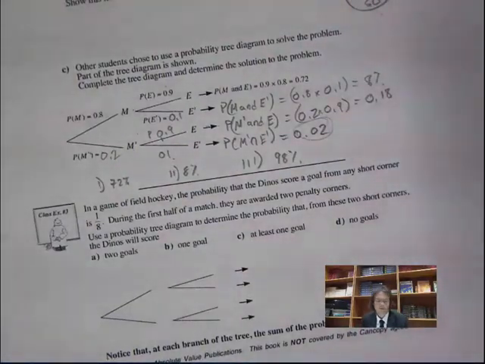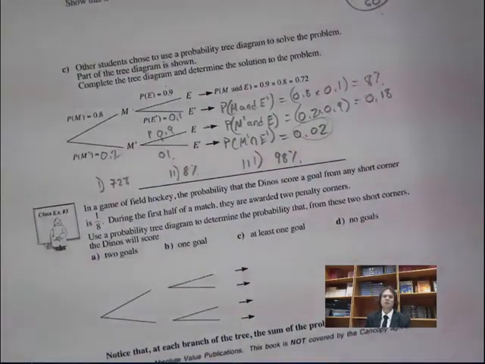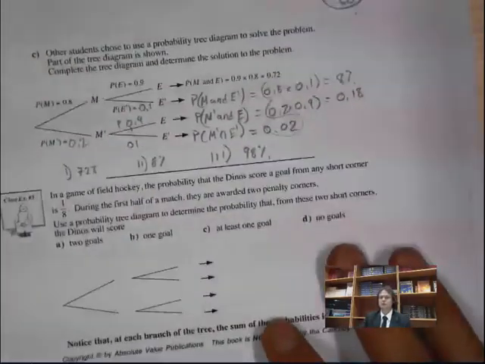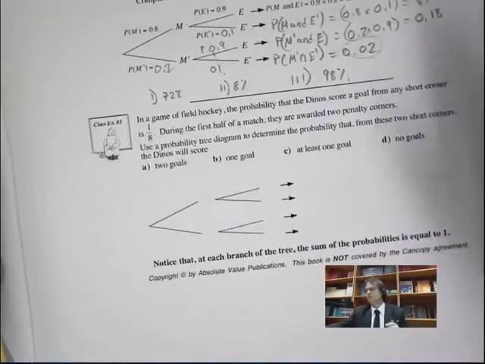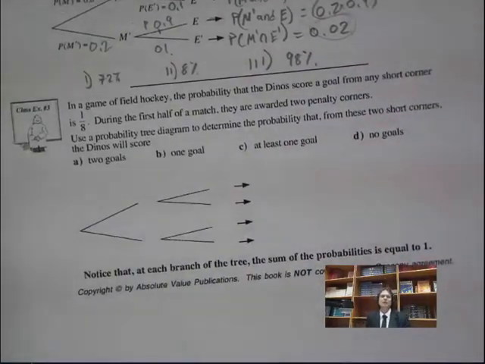So now we're looking at example 3. So it says, in a game of field hockey, I'll just move this up a bit, and adjust. So here we go. In a game of field hockey, the probability that the Dinos score a goal from any short corner is 1 in 8. During the first half of the match, they are awarded 2 penalty corners. Use the probability tree diagram to determine the probability of these 2 corners.